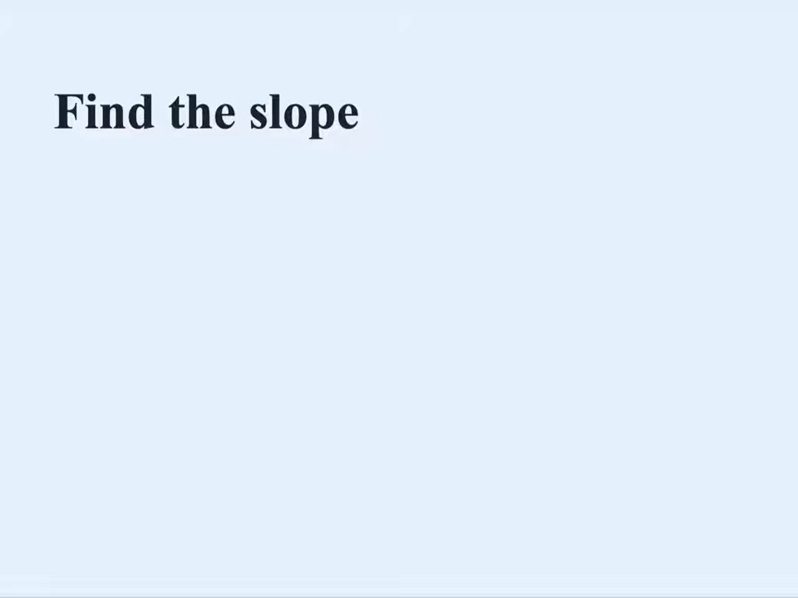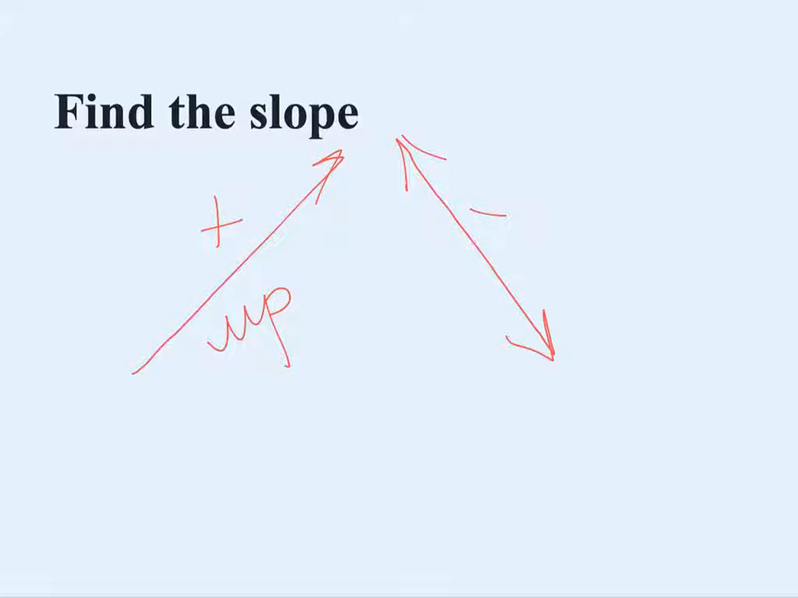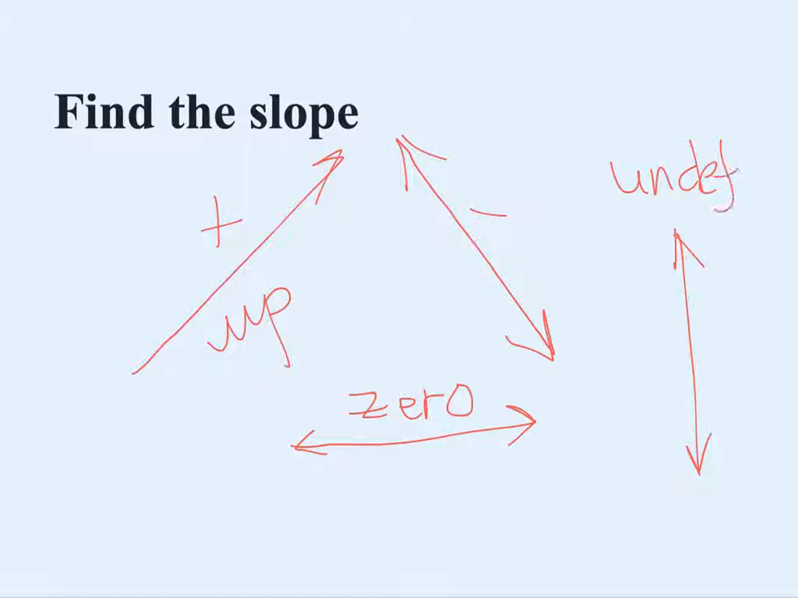Slope is the steepness of a line, and you will notice that some lines from left to right go up, and these are called positive slopes, and some lines from left to right go down, and these are negative slopes. However, you have some that go straight across, and this is a zero slope, zero. And what about the line that goes up and down? This slope is called undefined. So those are a few of the things that we'll be talking about throughout this video.